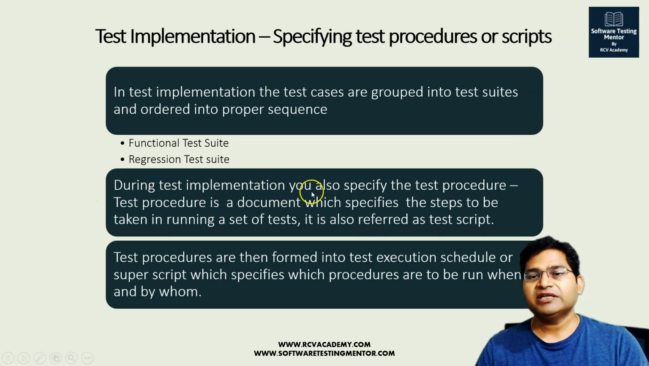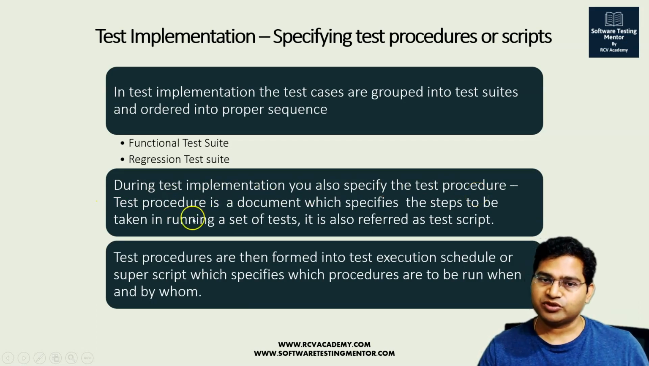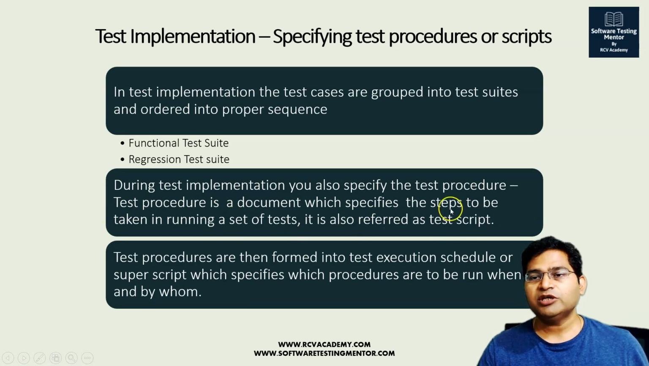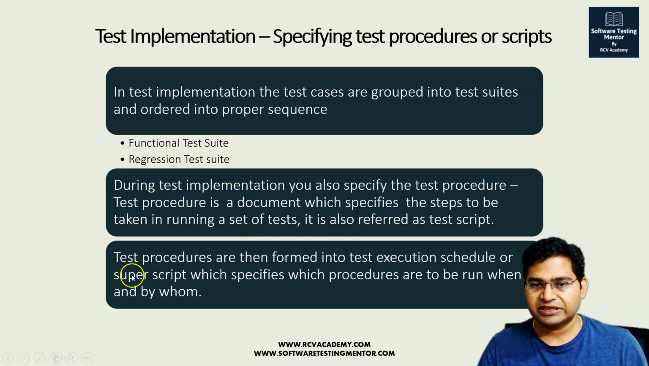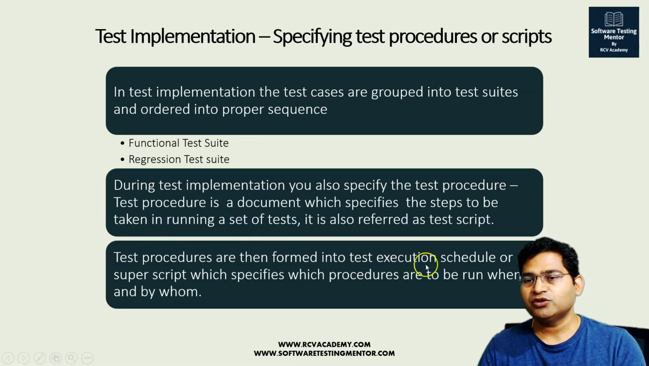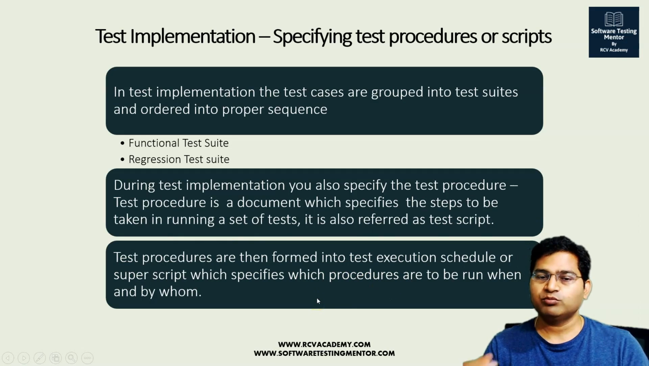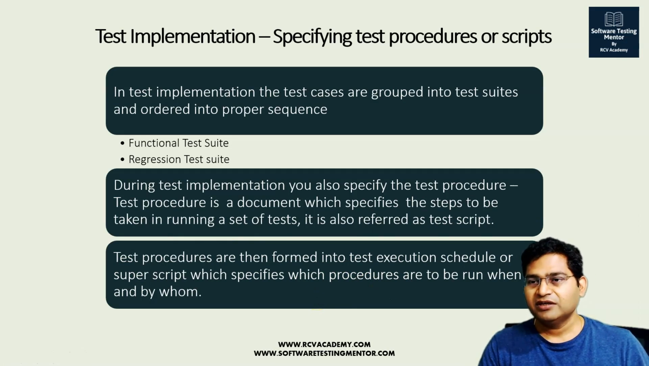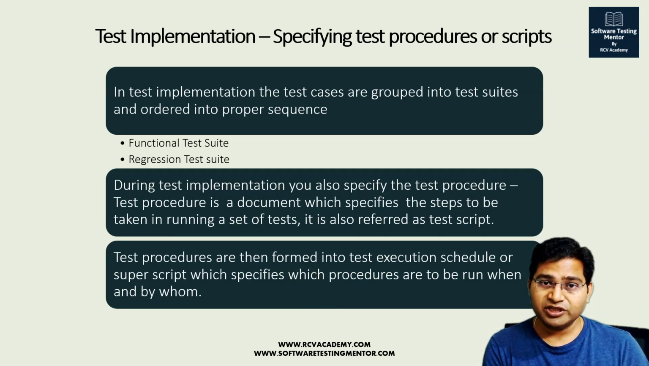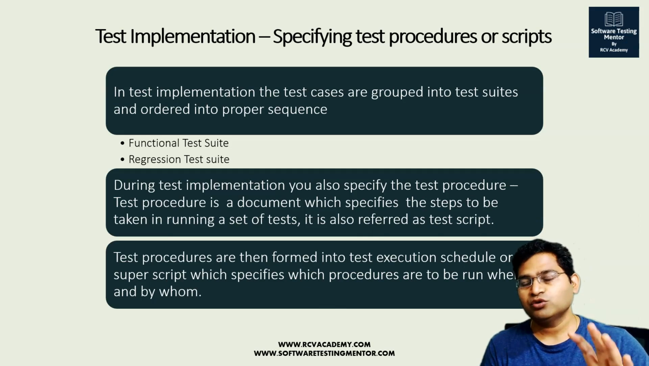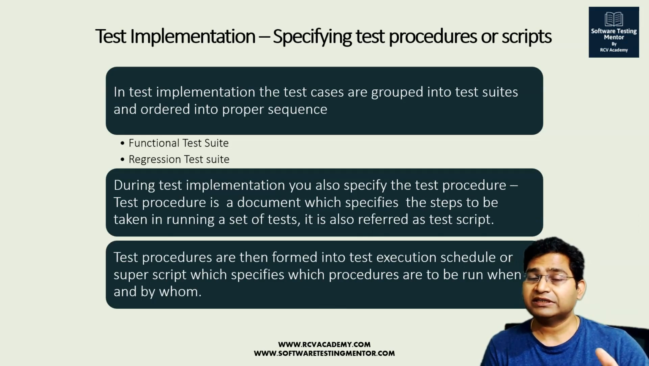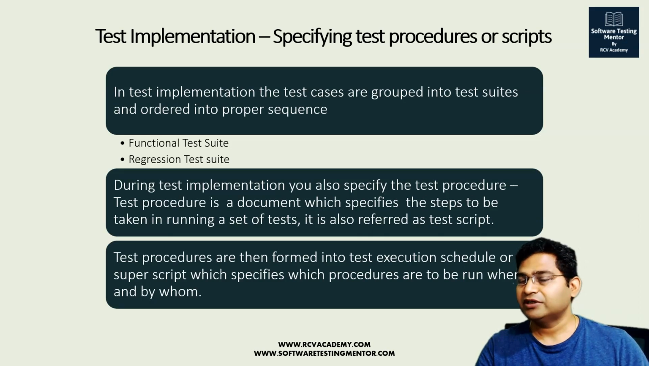So during test implementation, you also specify the test procedure. And test procedure is a document which specifies the steps to be taken in running a set of test cases, which is basically the test scenario. So test procedure or scenario. Test procedures are then formed into a test execution schedule or superscript, which specifies which procedures are to be run when and by whom. So this is a formal approach. To keep it very simple and short, in real projects, test condition and scenarios will be working together. You know the difference between condition and scenario now, and then you will elaborate the test cases.